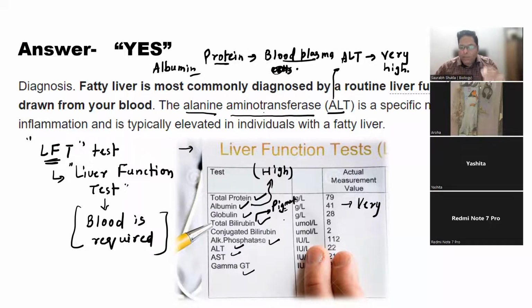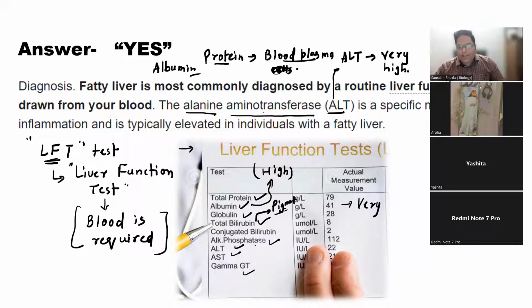Okay, so sir. Bilirubin is one of the pigments, like plants have chlorophyll pigment, Yashita, right? And with the help of that pigment, plants are able to make their own food through photosynthesis. In the same manner, bile juice prepared by the liver has important types of pigments also. So total bilirubin means bilirubin is one of the pigments present in the bile juice. Clear? Answer clear, Yashita? Yes, sir.